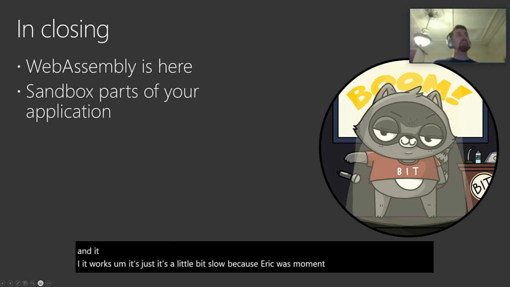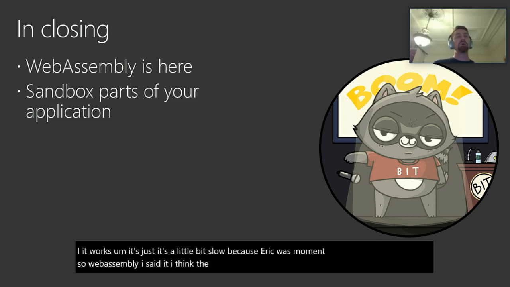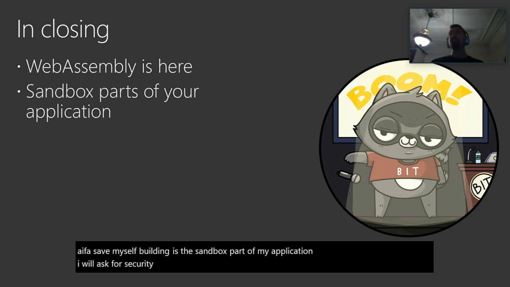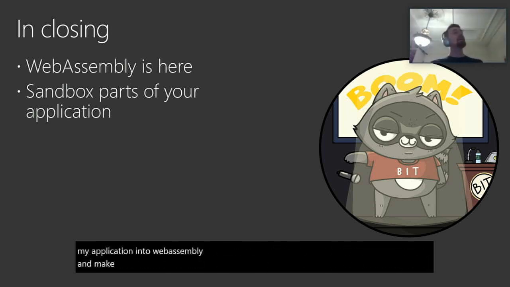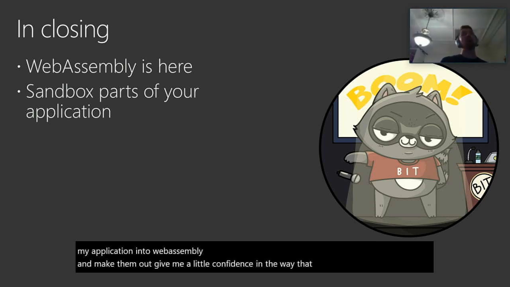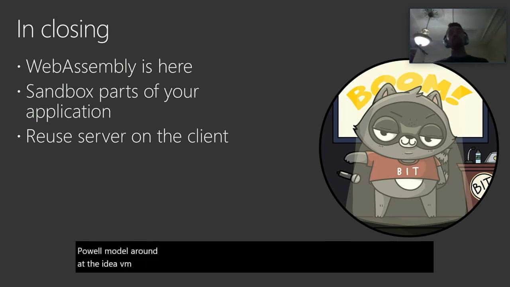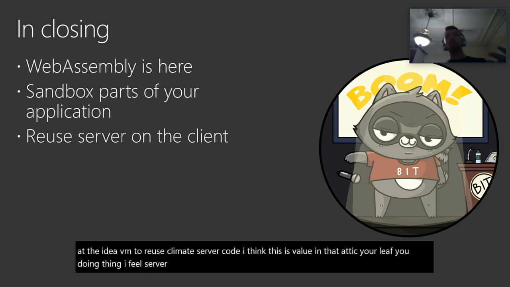So WebAssembly, like I said, I think the primary use case for it, at least in the sort of things that I foresee myself building, is to sandbox part of my application, whether that's for security requirements, for IP sensitivity, whatever it might be. I can sandbox parts of my application into WebAssembly and give me a level of confidence in the way that they're running on the security model around them. The idea of being able to reuse client and server code, I think there's some value in that, particularly if your server is in a language like Golang or .NET.